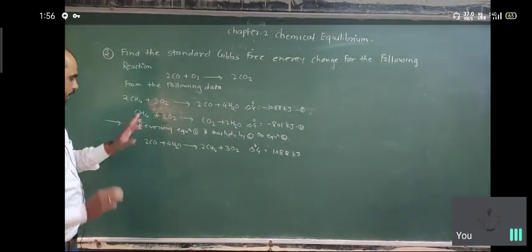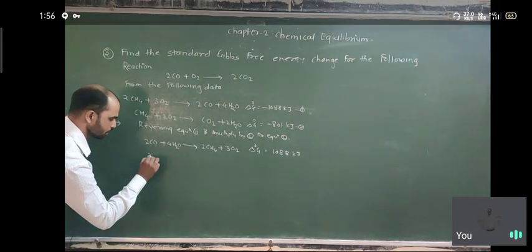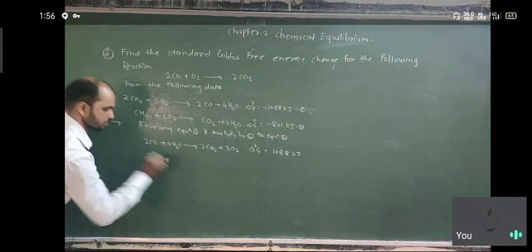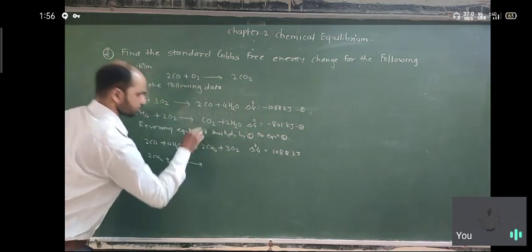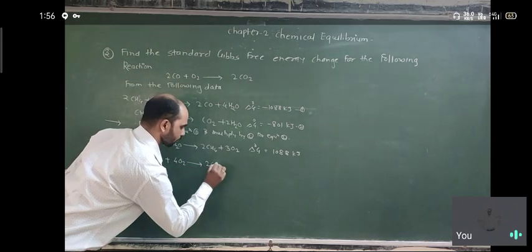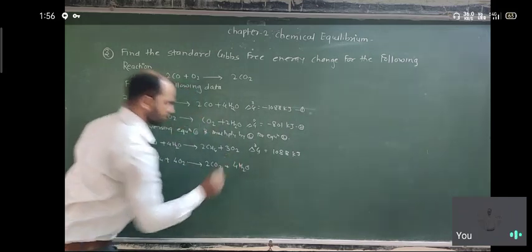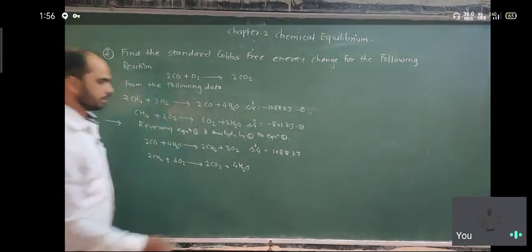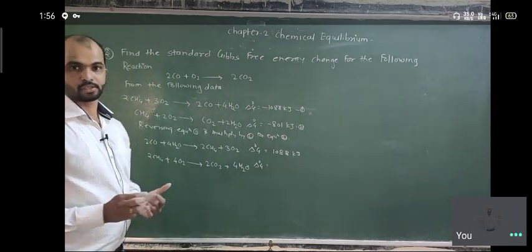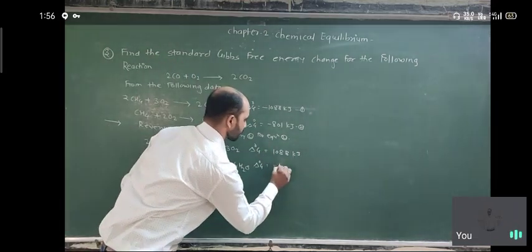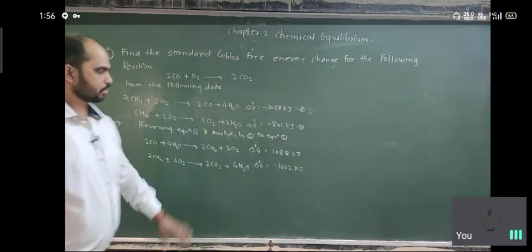Secondly, the second equation is multiplied by 2. So multiplied by 2 means twice CH4 plus 4O2 gives twice CO2 plus 4H2O, on the reactant and product side. Again the delta G is given, and it is also multiplied by 2, so it converts into minus 602 kilojoule. Okay, so we convert this.